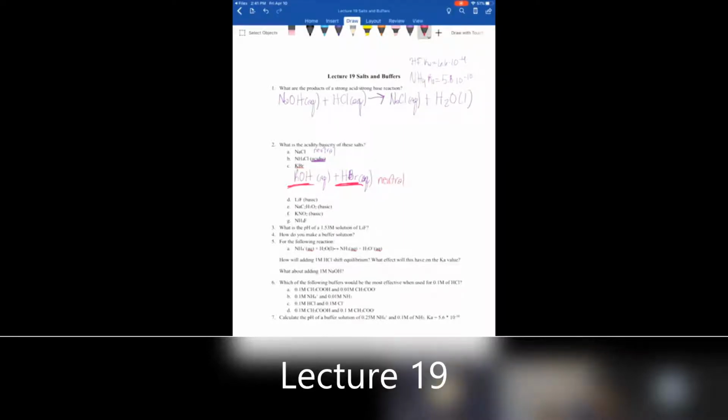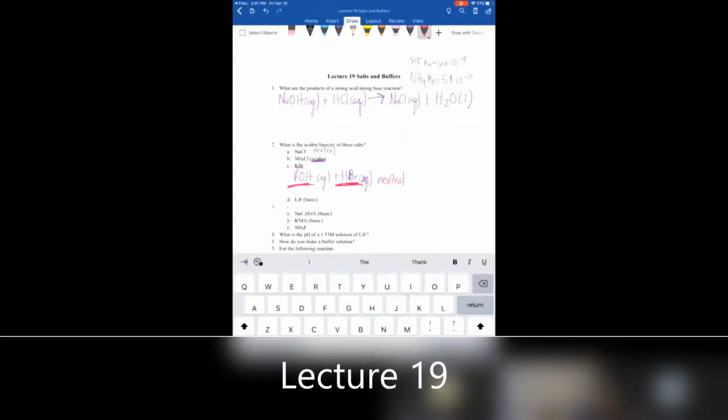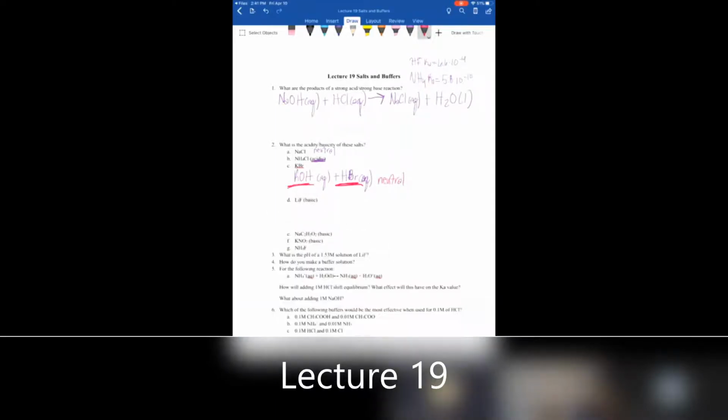And then LiF. Do you know why lithium fluoride would form a basic solution? No, I do not. Well, it'd have to be because it comes from a weak acid and a strong base. Okay, so you know, alkali metals form strong bases, and then you have HF, and HF is a weak base. I mean, weak acid. Sorry.